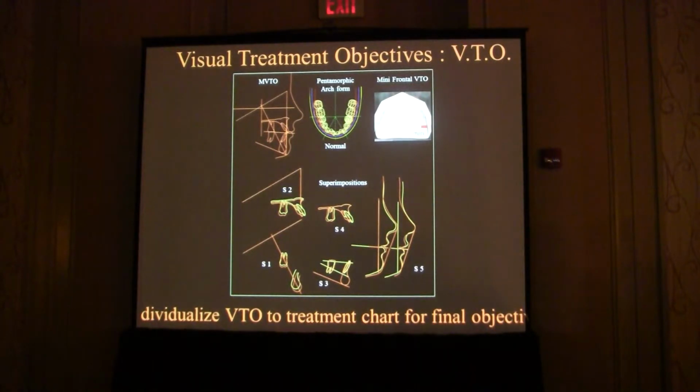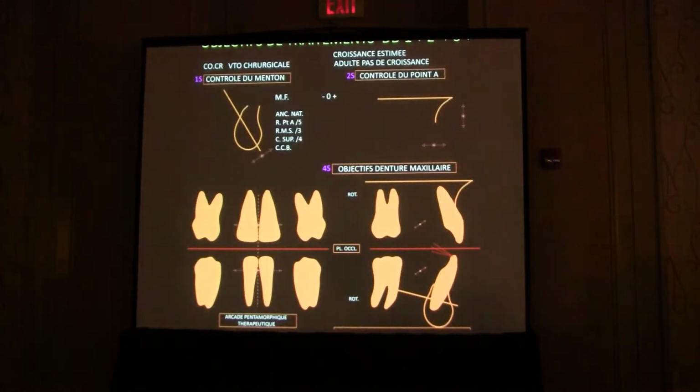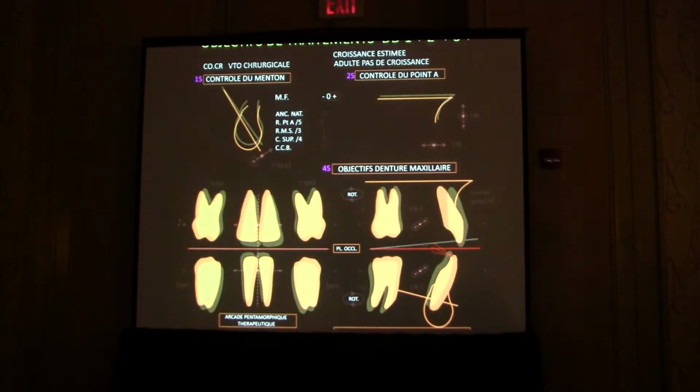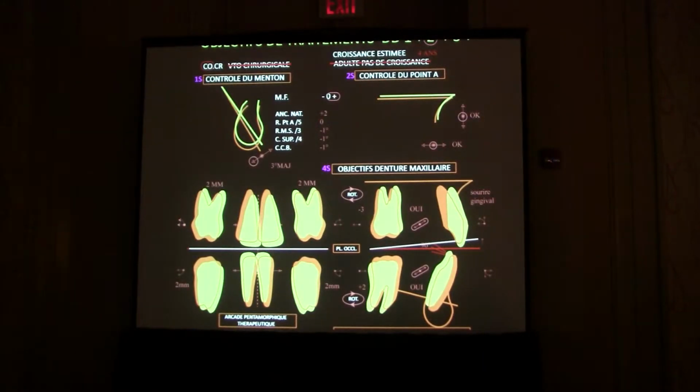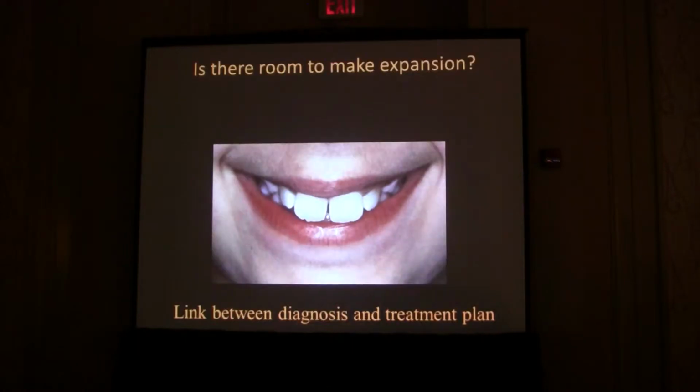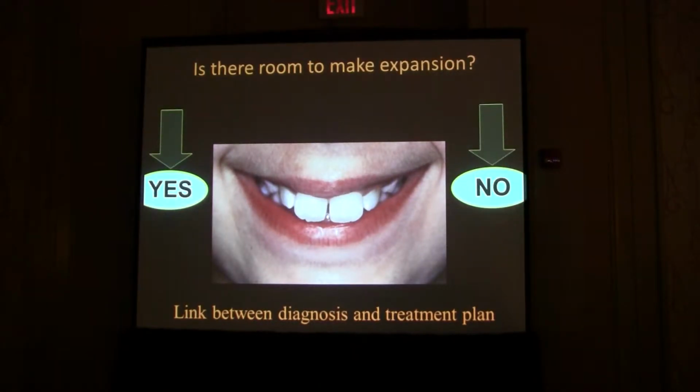The VTO will be sagittal and frontal. Superimpositions will help us to individualize the VTO on the treatment chart. This will enable us to see all the objectives of the treatment at once. We mustn't forget that individualization is one of the key points of the bioprogressive concept. The main question is to ask whether there is enough room to make transverse expansion. Yes or no?